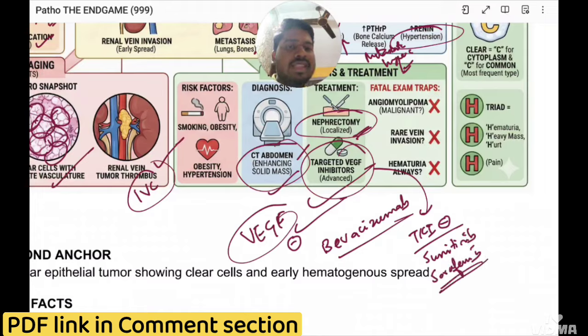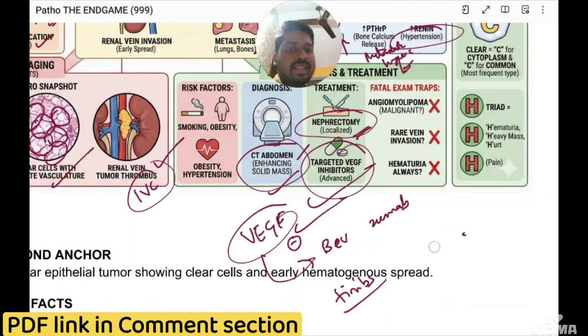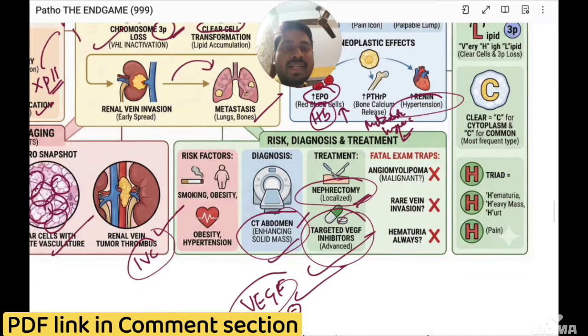Okay. So just remember TNIBs, and one VEGF inhibitor, a monoclonal antibody, that is bevacizumab, which is commonly asked. Some important things you should note: hematuria doesn't always occur in renal cell carcinoma. Other symptoms and paraneoplastic symptoms can also be asked, so don't always expect hematuria. Second, renal vein invasion won't always be there in the question, so don't just rely on that. And third is thinking that angiomyolipoma is malignant.